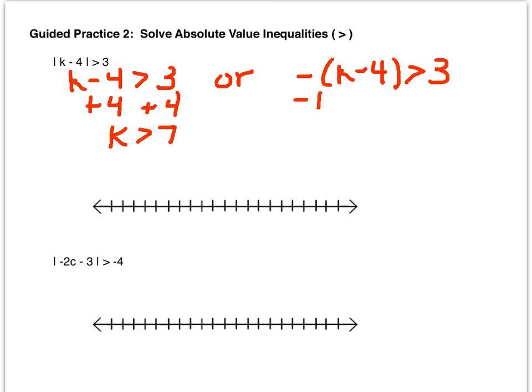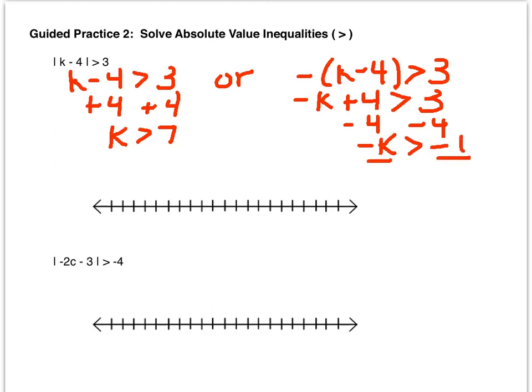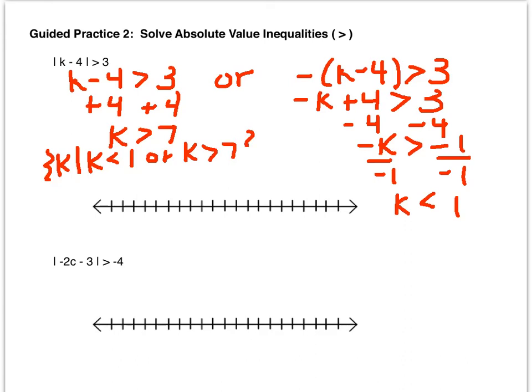We're going to distribute our negative, so negative k plus 4 is greater than 3. Subtract 4 from both sides. Negative k is greater than -1. Divide both sides by -1, and we get k is less than 1. So our solution set is going to be for all numbers k, such that k is less than 1 or k is greater than 7.